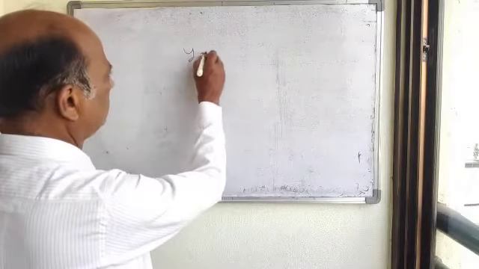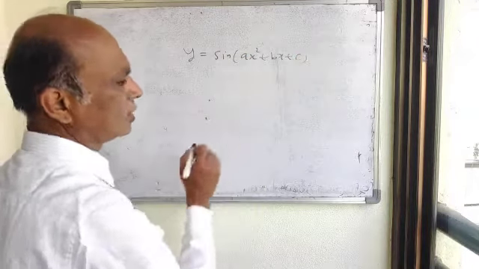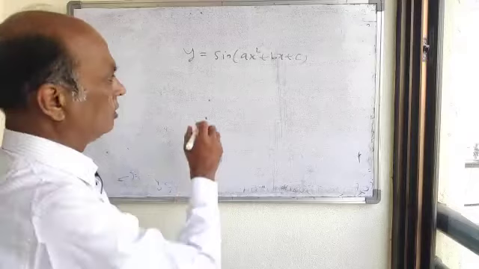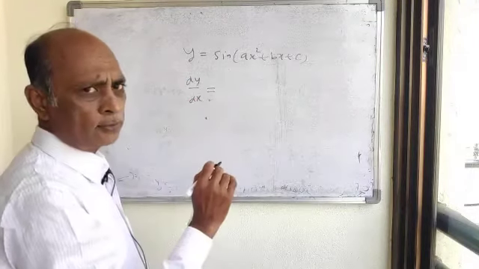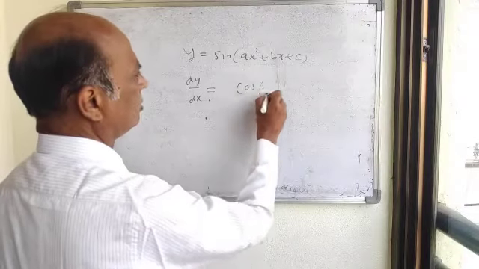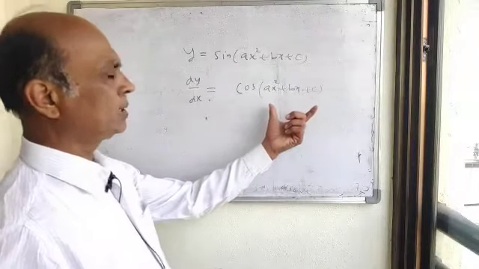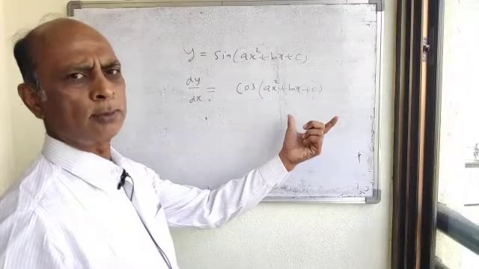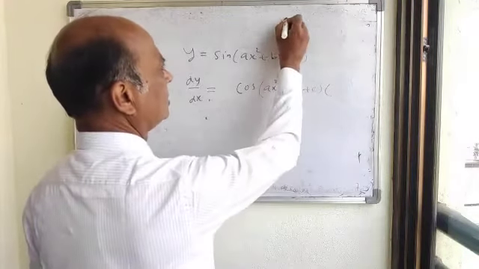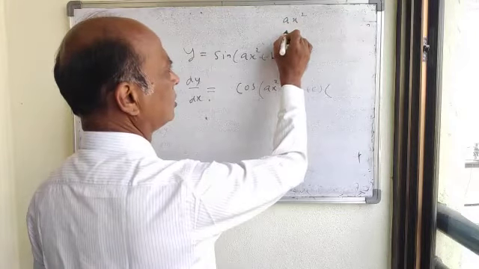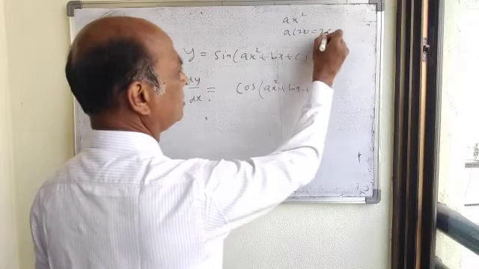y is equal to sine of ax square plus bx plus c. dy by dx is equal to, now what is the derivative of sine? Cos. So that is cos of ax square plus bx plus c. Now here the angle is ax square plus bx plus c, so we have to multiply by the derivative of this angle. So that is ax square. See, ax square, don't confuse, a means constant. The derivative of x square is 2x, so the total derivative of this term is 2ax.